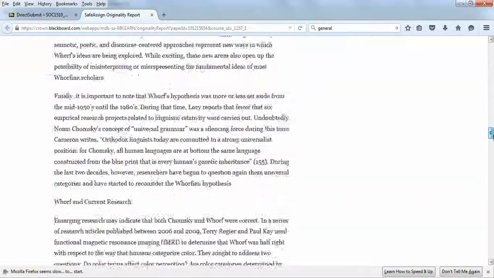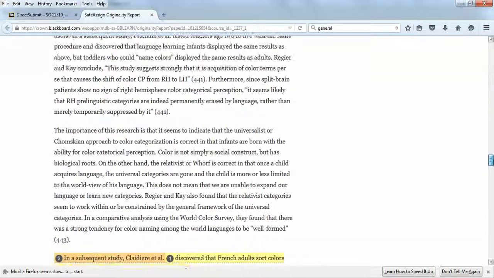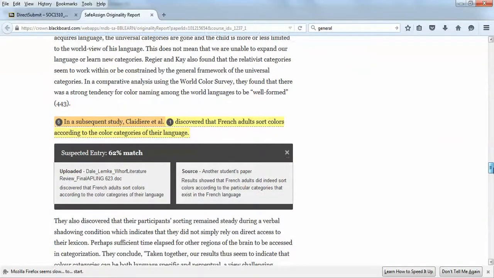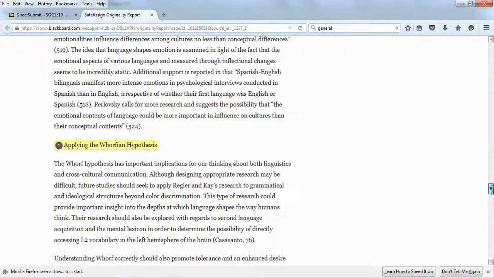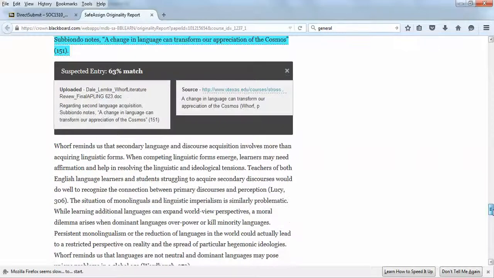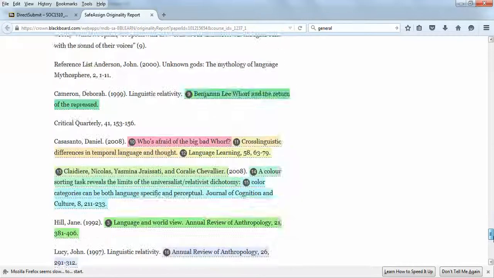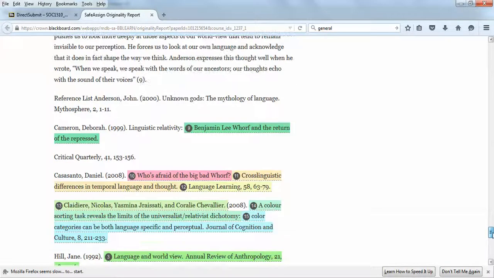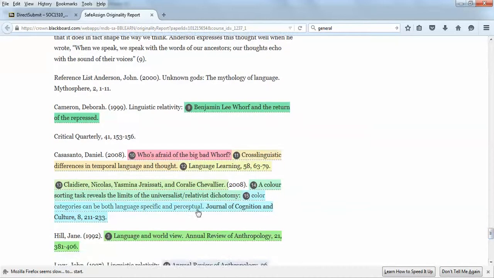If I scroll down to the end of my paper, there's going to be an area here that is widely noted, I guess, as being a potential source of concern, and that is your reference list. So when you look at my reference list here, you're going to see, wow, like these references are all highlighted. But this is actually to be expected.